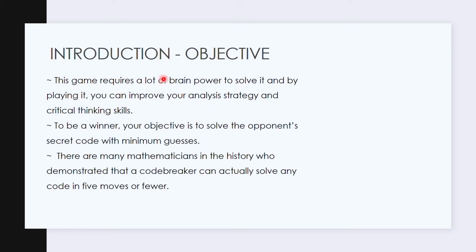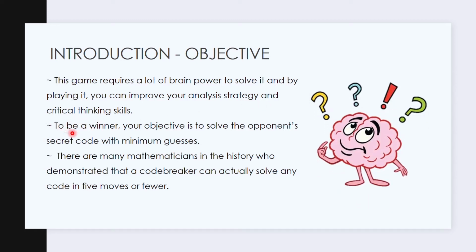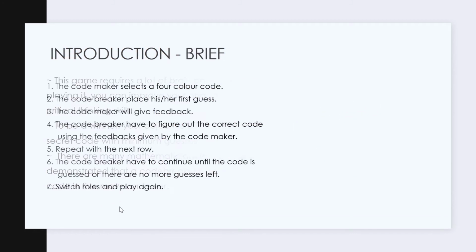Next, do you know what is the objective of playing Mastermind? With 4 packs and 6 colors, there are 6 to the power of 4, which is also 1296 different patterns allowing duplicate colors. This game requires a lot of brain power to solve it, and by playing it, you can improve your analysis strategy and critical thinking skills. To be a winner, your objective is to solve the opponent's secret code with minimum guesses. There are many mathematicians in the history who demonstrated that a code breaker can actually solve any code in 5 full moves or fewer. So what is your technique?